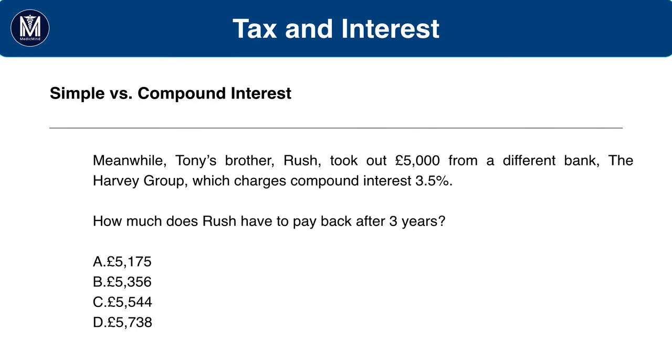Moving on to the second question. Meanwhile, Tony's brother, Rush, took out £5,000 from a different bank, the Harvey Group, which charges compound interest of 3.5%. So here they spelt out the fact that it's compound interest for you. And notice, if in the previous question you had used compound interest, then perhaps you want to go back and recalculate the answer, because it's clearly telling you that this question is about compound interest and strongly hinting that the previous one was different and about simple interest. So the question says, how much does Rush have to pay back after 3 years?